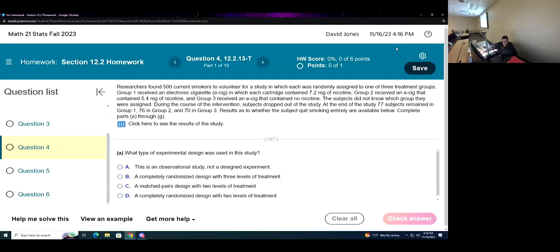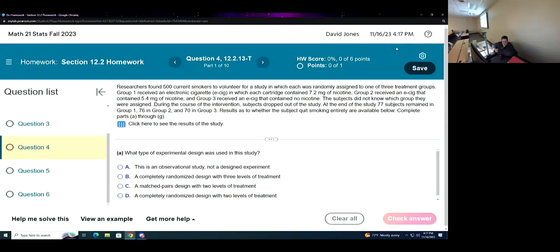So, 3 groups of smokers. Group 1 has an e-cig with 7.2 mil, they all have e-cigs. So this is 7.2 milligrams. Group 2 has 5.4 milligrams. Group 3 has, a dirty trick, an e-cigarette with no milligrams of nicotine. The subjects did not know which group they were assigned.